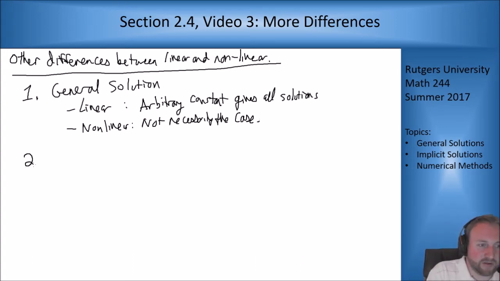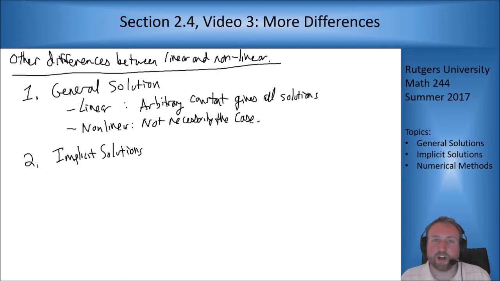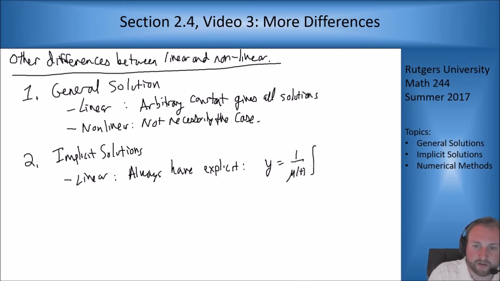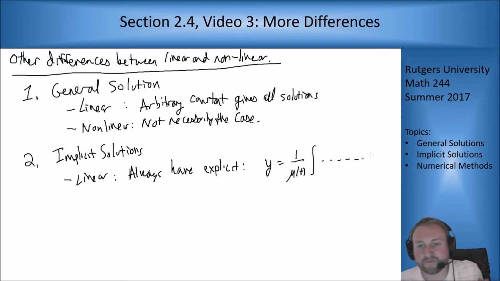The second issue to deal with is that of implicit solutions. For linear equations, in section 2.1, we had an explicit formula. It exists and it's always there. So linear equations always have explicit solutions. This is the y equals 1 over mu of t times the integral of stuff. I don't care about the formula. The fact is there is a formula, and it always solves for y in terms of t.